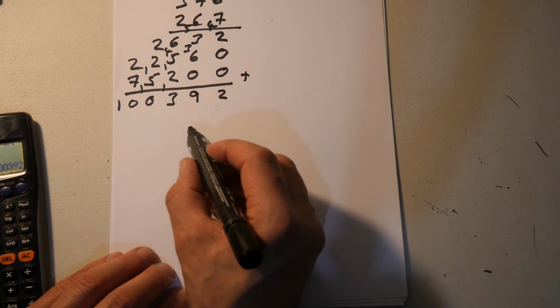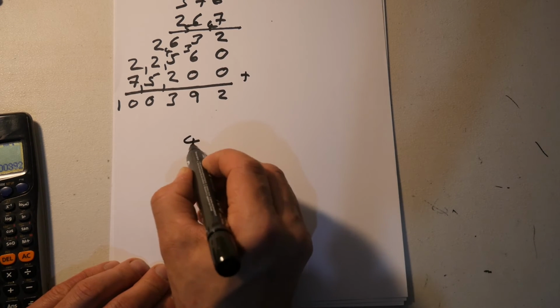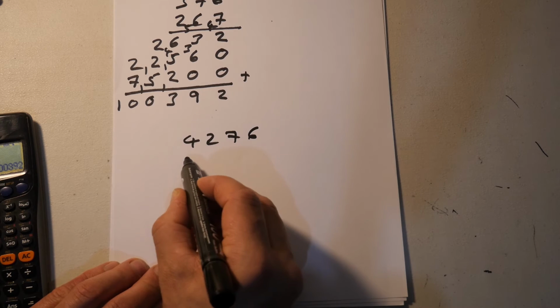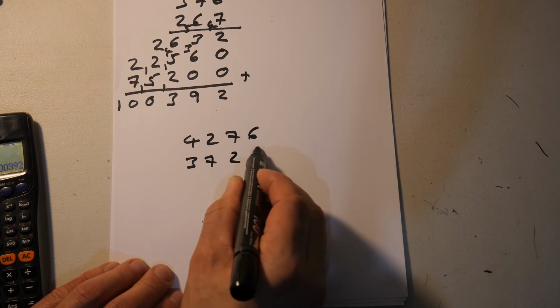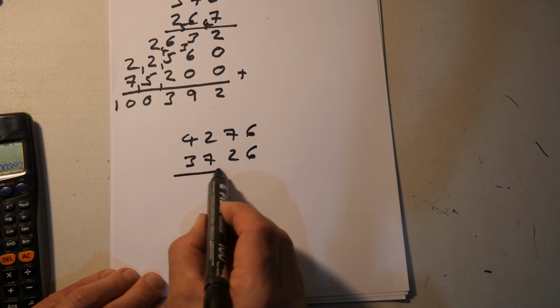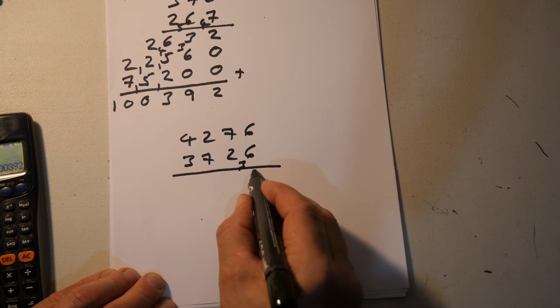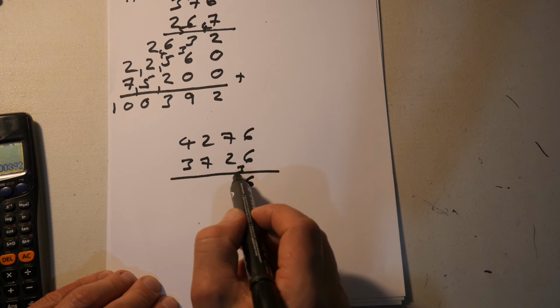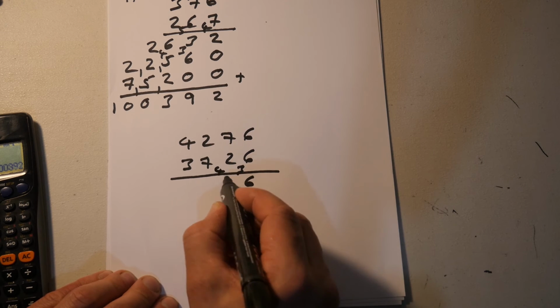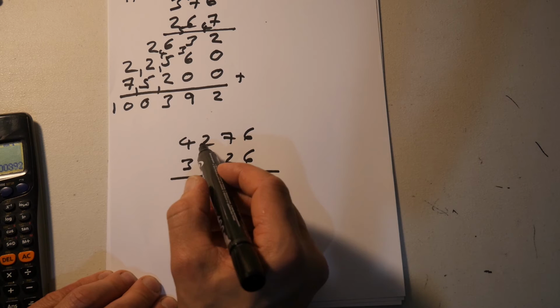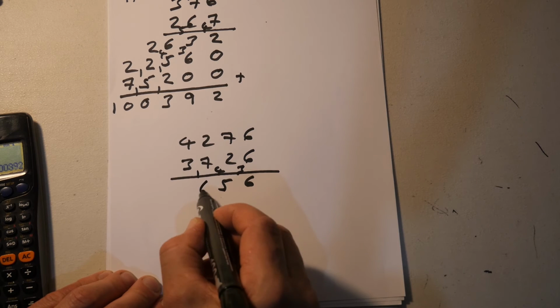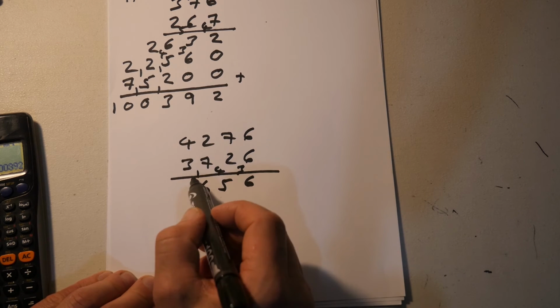And again, if you're working with thousands, if you have 4,276 times 3,726, again, it's the same idea. 6 times 6 is 36. 6 sevens are 42, 43, 44, 45. Okay, 6 times 2 is 12, 13, 14, 15, 16. 6 times 4 is 24, 25.